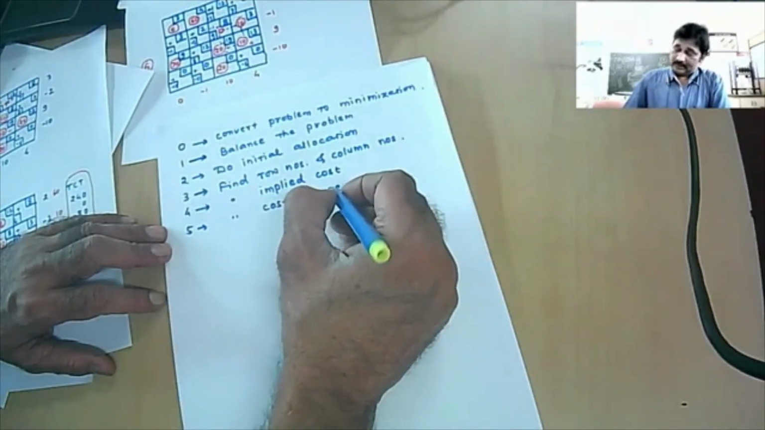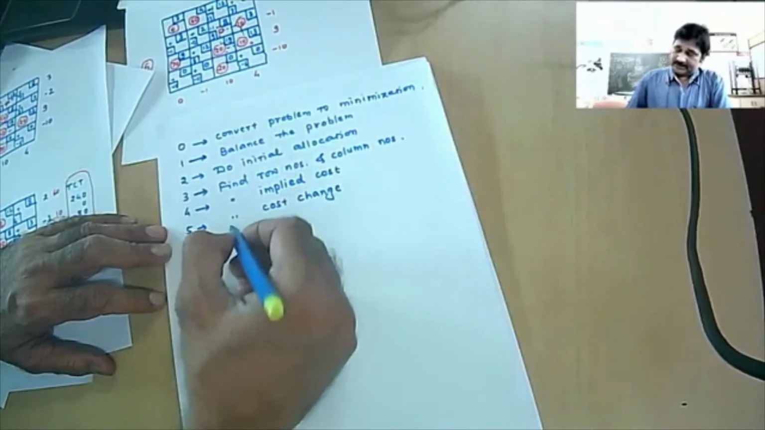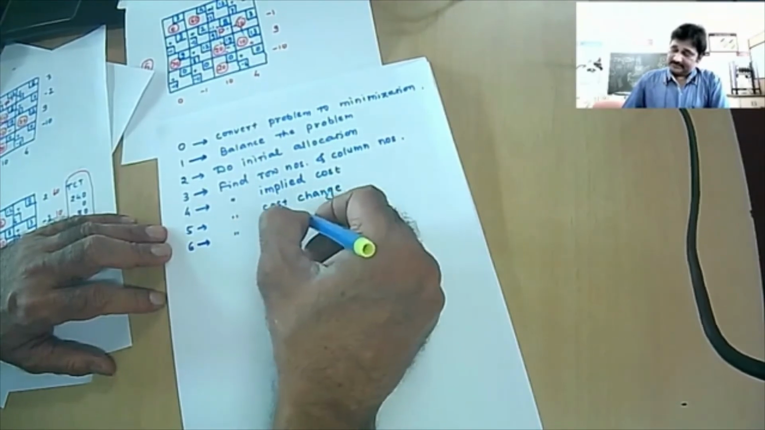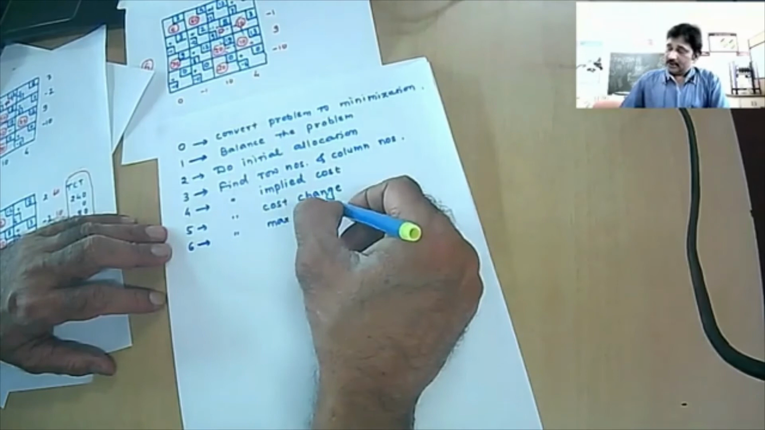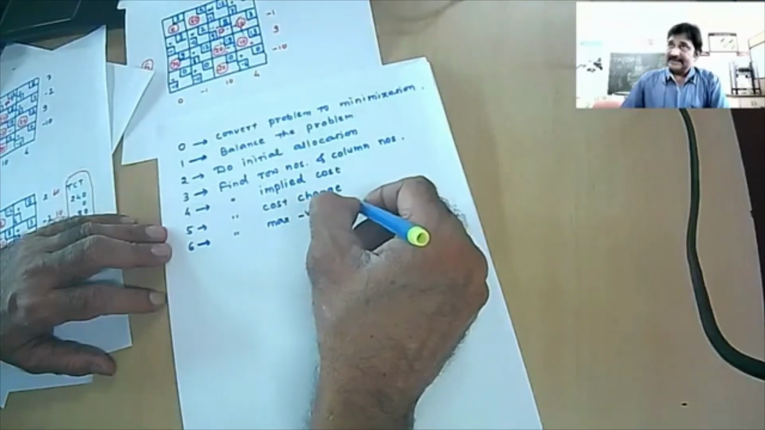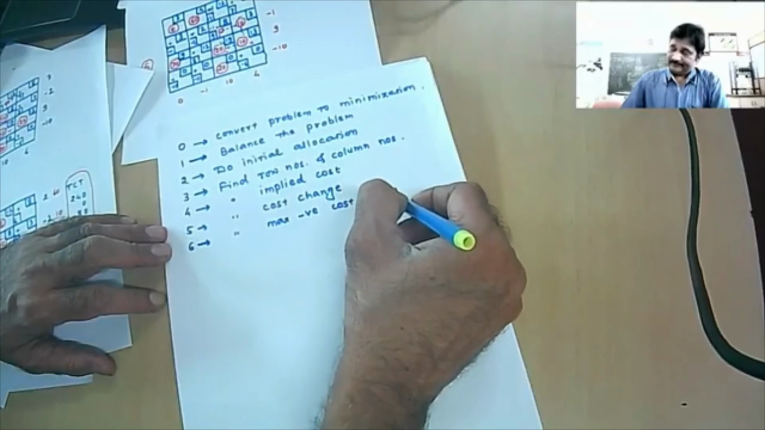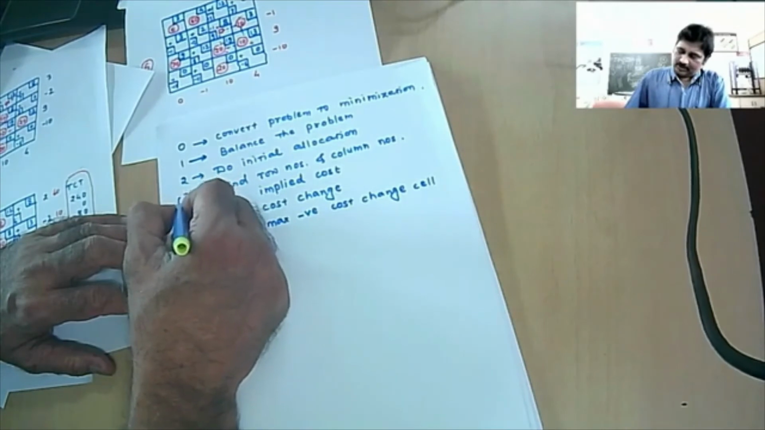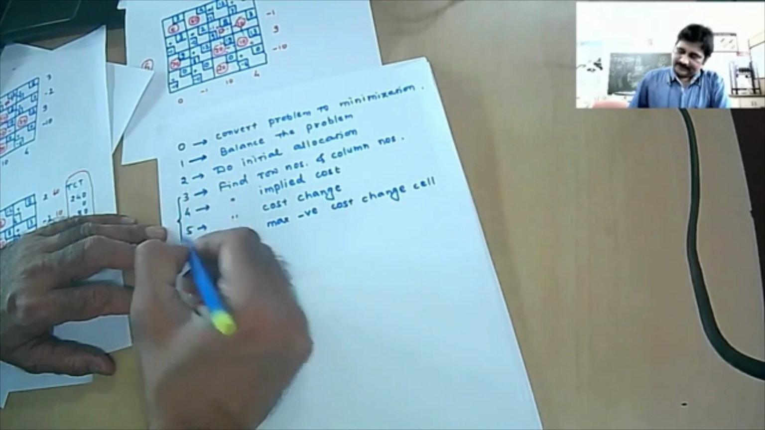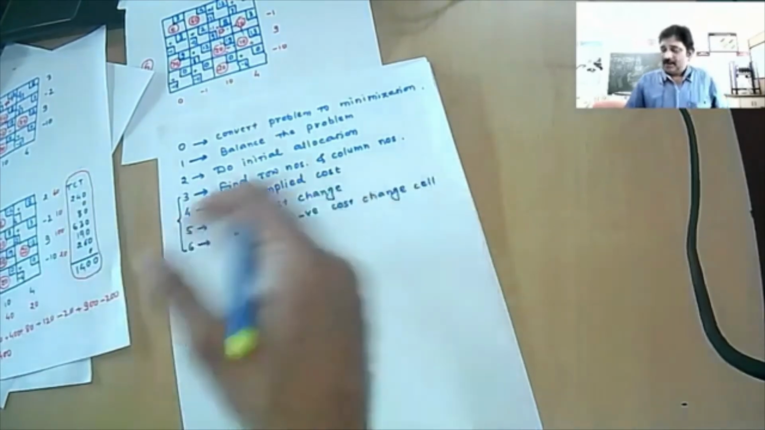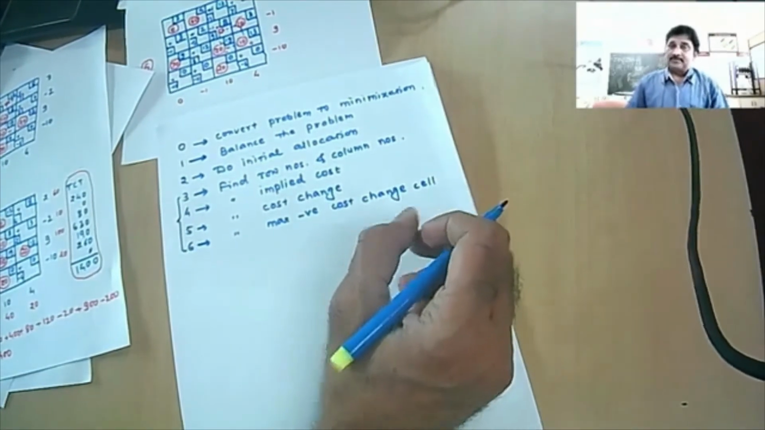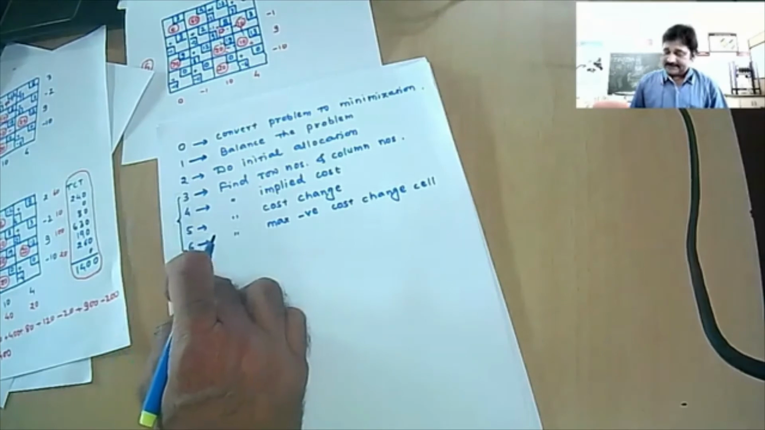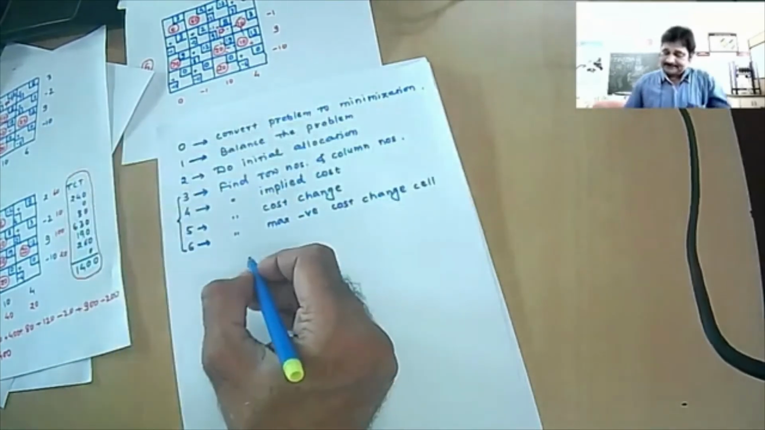And then the sixth step is to find the maximum negative cost change cell. Okay, this whole thing comes under the test for optimality. If all the cells have positive cost change, that means it is an optimal solution. So this is the test for optimality.